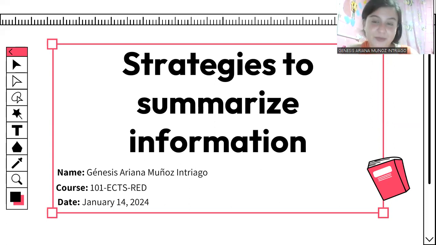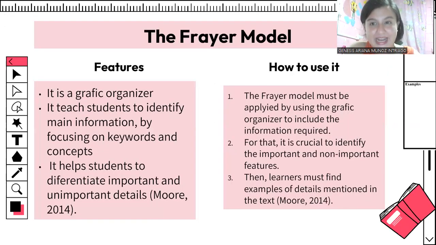Okay, so the topic of today is strategies to summarize information. So let's start with the first strategy. The first strategy that I chose was the Fryer model, which is a graphic organizer that helps students to identify the main information by focusing on keywords and concepts. It also allows students to differentiate important and non-important details in a text, okay?